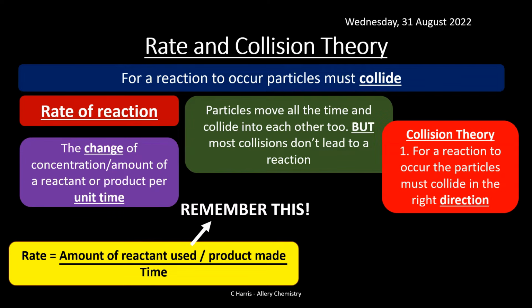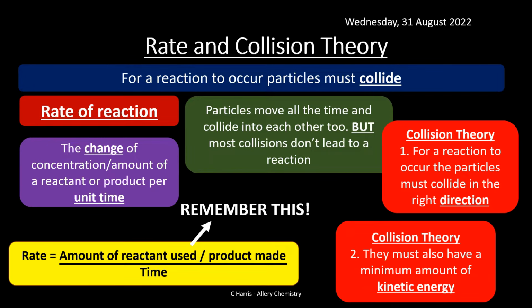A lot of them will just bump into each other and just bounce straight back off. For a reaction to actually occur, we need the particles to collide in the right direction, so the right orientation. They can't just be colliding from one particular place. The functional groups, which you would have seen in year 1 organic chemistry, have got to align in a particular way. So the orientation is quite important.